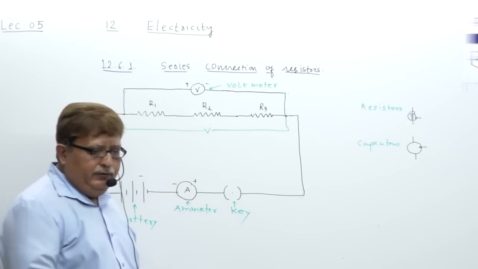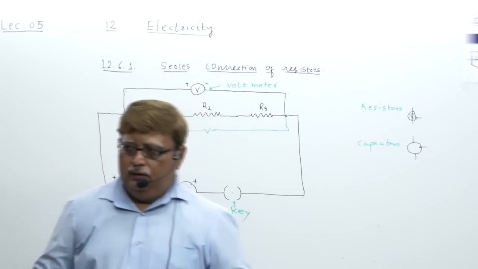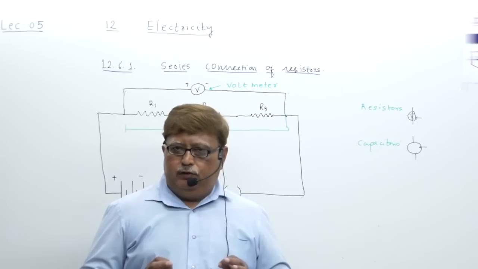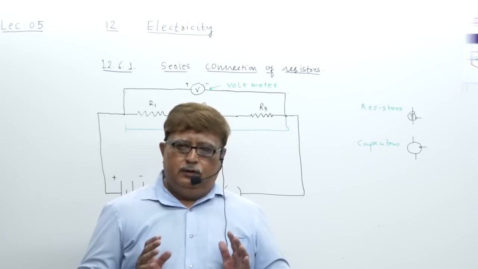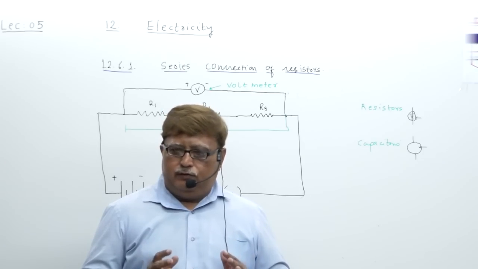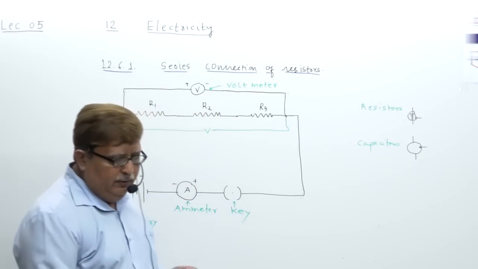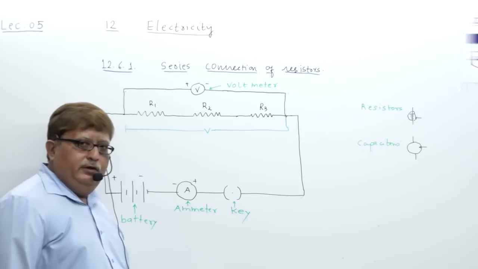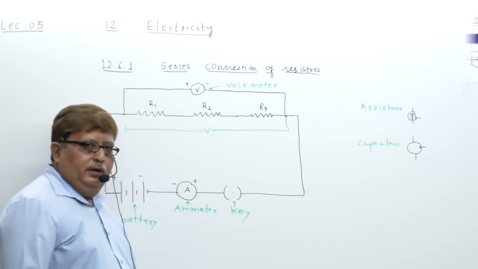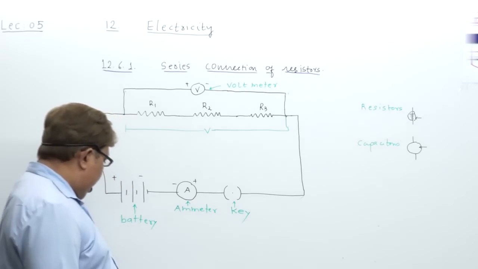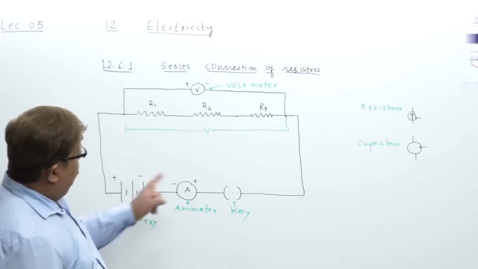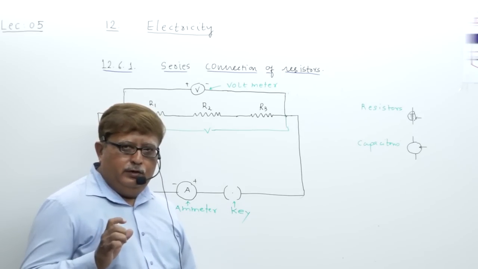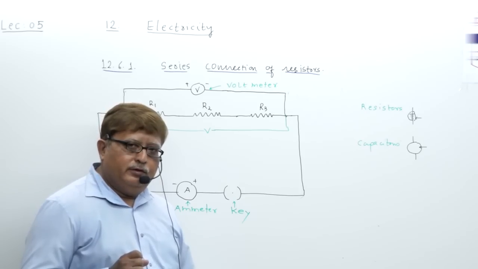If you are asked in exam, maybe for 2 marks, to draw an electric circuit showing a series connection of three resistors, you can show it in this way. This is already a series connection of resistors. After drawing the circuit diagram, let us try to understand the meaning of series connection.